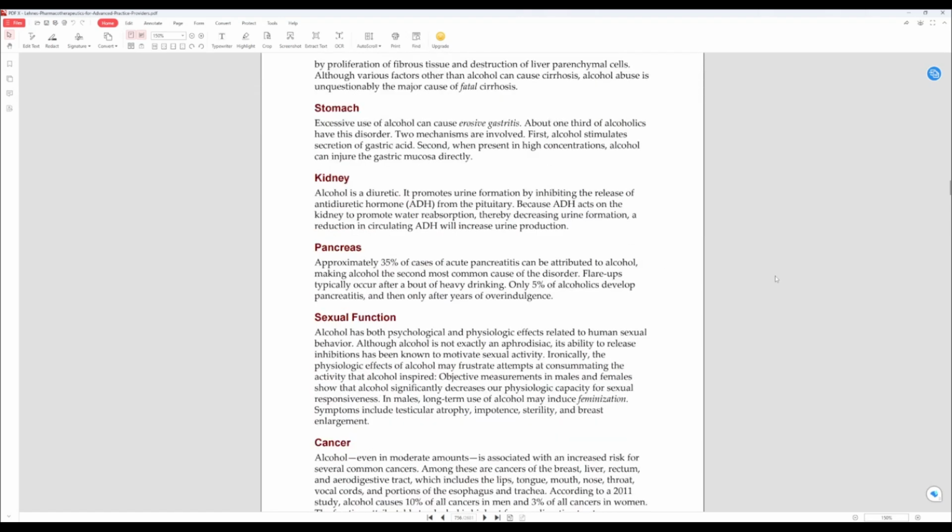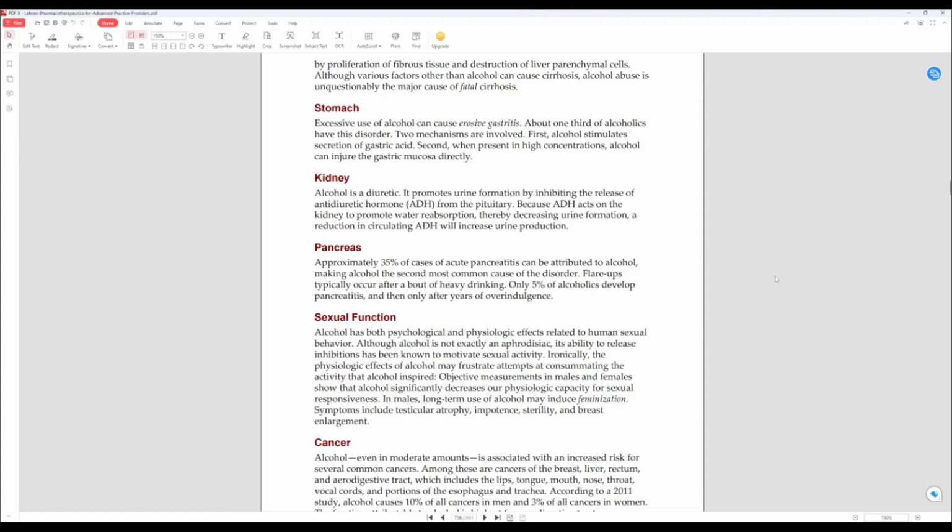The stomach. Excessive use of alcohol can cause erosive gastritis. Again, about one-third of alcoholics have this disorder. Two mechanisms are involved. The first, alcohol stimulates the secretion of gastric acid, and the second, when present in high concentrations, alcohol can injure the gastric mucosa directly. The kidneys.